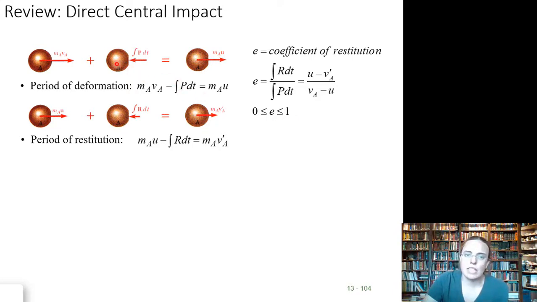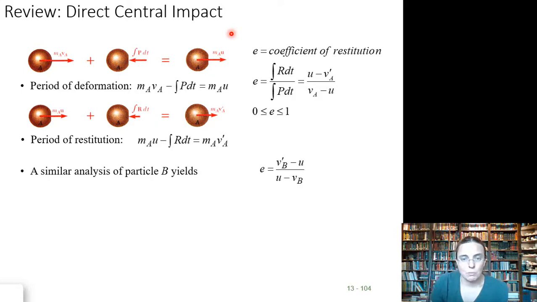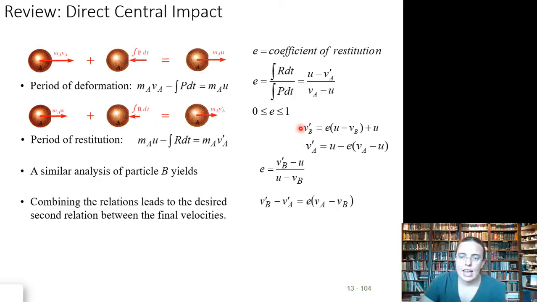So this is for particle A. We can do a similar analysis for particle B, in which case we would get a similar relationship between R and P. And putting these two together, we can rearrange a few terms and come to this equation here. And this is what we're going to be using as our second equation for these collision problems so that we can solve for two unknowns.